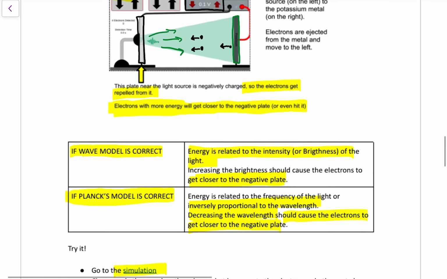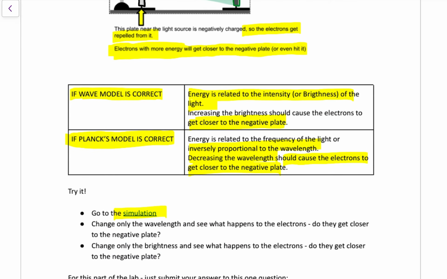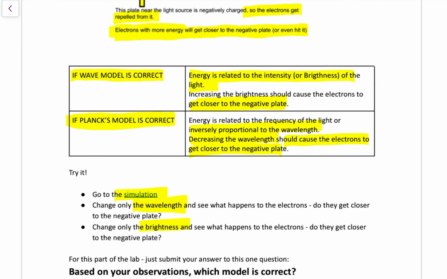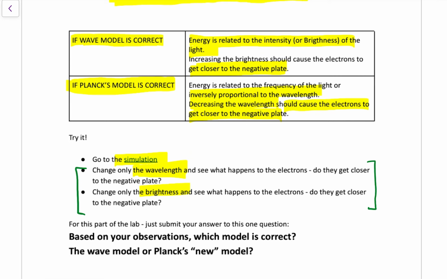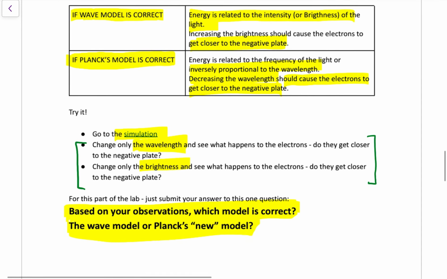So that's it for our first little lab. Go to that simulation, play with the wavelength, see what happens, play with the brightness and see what happens. Only one of these will happen. Either the wavelength will get them closer to that negative plate, or the brightness will get them closer to the negative plate. Test it, and then the answer to this first part of the lab is just tell me which one, based on that experiment, seems to be correct. Is the old wave model correct, or is Planck's new model correct? That's it for this part of the lab.